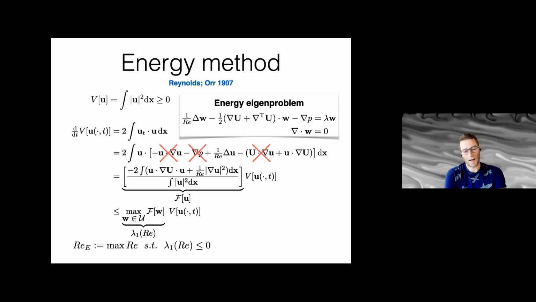Okay? And in particular, what will happen is this will be true up to some finite Reynolds number, above which it ceases to be true. And this is the energy stability Reynolds number, right? The largest Reynolds number such that the maximum eigenvalue of the energy stability operator is not positive.